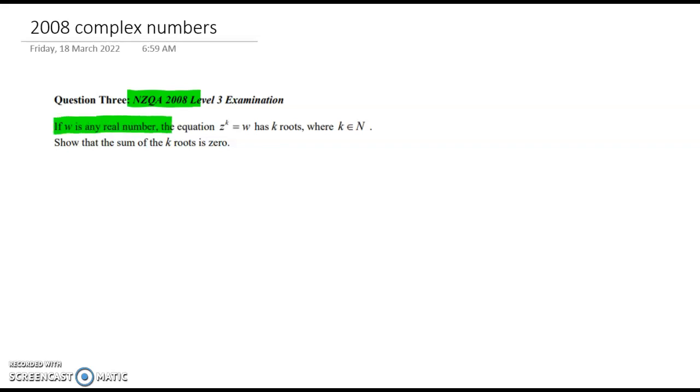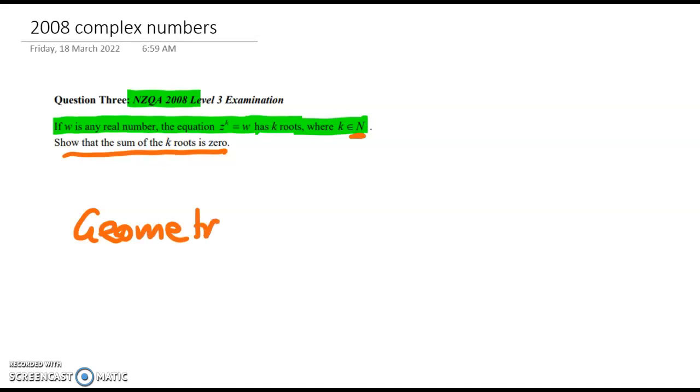If w is any real number, the equation z to the k equals w has k roots, where k is a natural number, right? So that's what that big N means, natural numbers, 1, 2, 3, 4, 5, and so on. We have to show, for excellence, that the sum of the k roots is equal to 0. I think that back then, geometric series were taught to most level 3 students. And if you know about geometric series, this question is fine. And if you don't, this question is not fine.